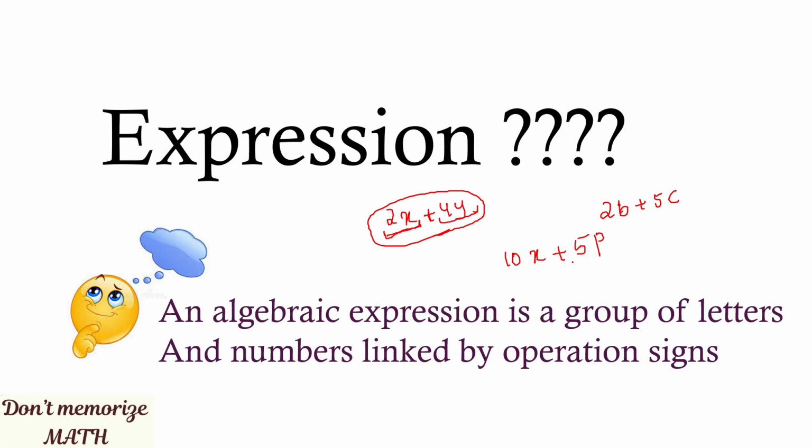are called expression. So I will give you one more tip for terms. So here for this expression we have two terms. One term is 10x, other term is 5p.